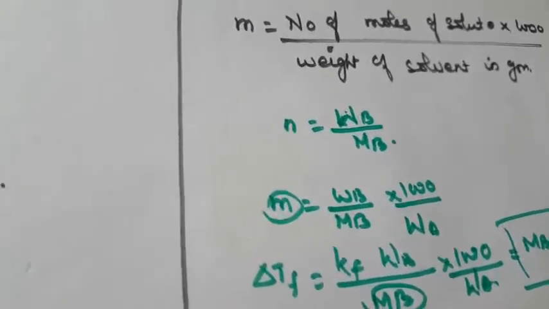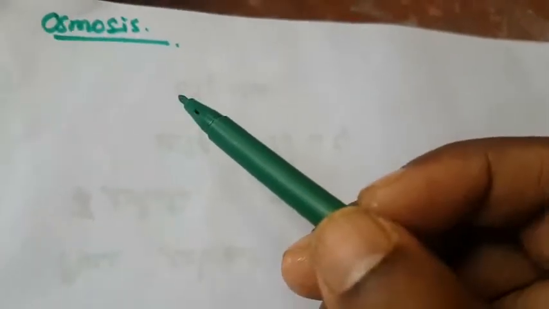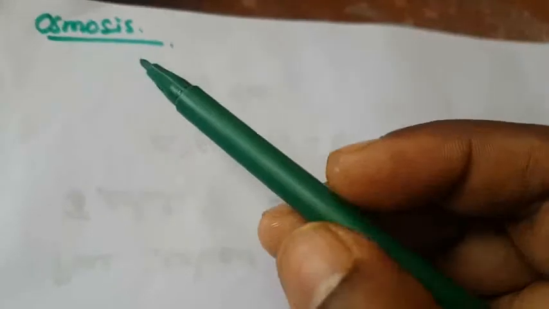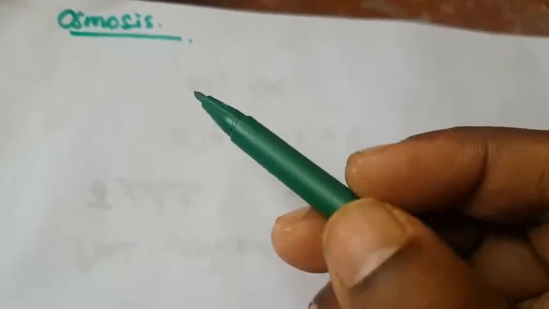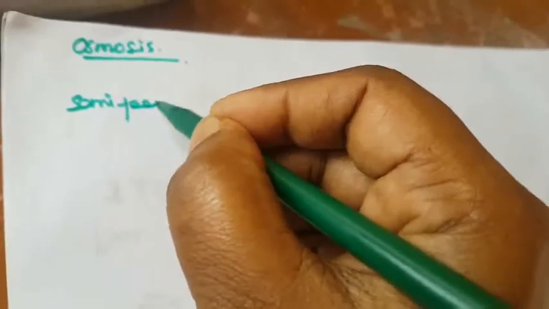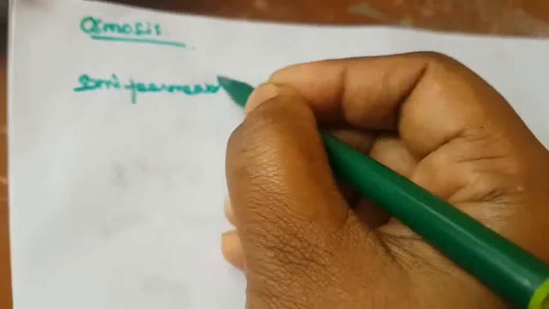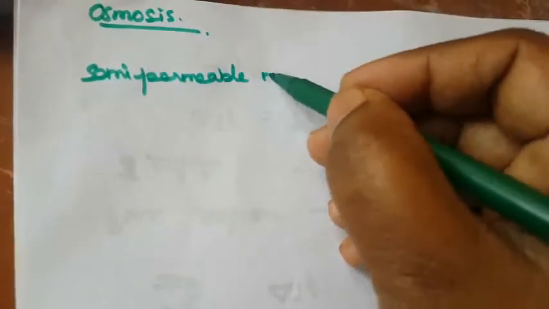Next we are going to see what is meant by osmosis. What is osmosis? There are many biological processes in our body, and most biological processes take place on the principle of osmosis. It is a spontaneous process in which solvent molecules pass through the semi-permeable membrane.